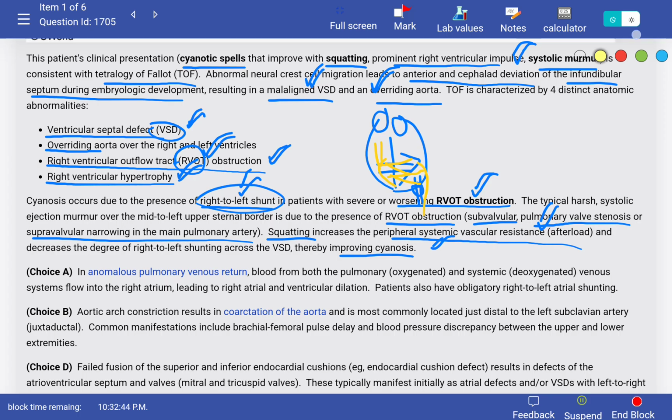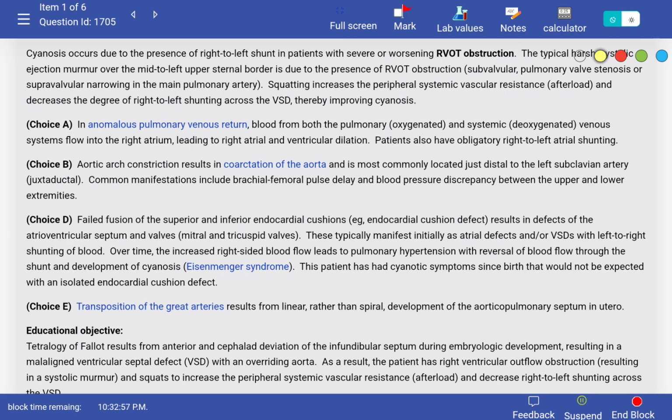Why not option A? Because in anomalous pulmonary venous return, blood from both the pulmonary, that is oxygenated, and the systemic, that is deoxygenated, venous systems flows into the right atrium, right? That would lead to right atrial and ventricular dilation, right? So patients also have right to left atrial shunting with that.